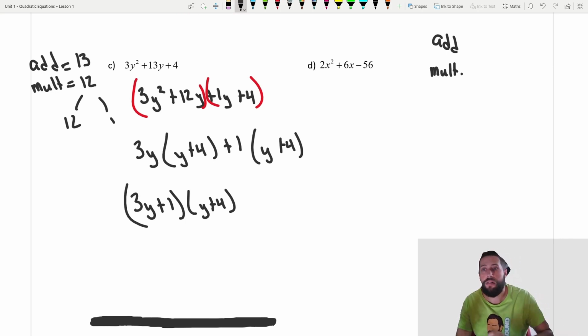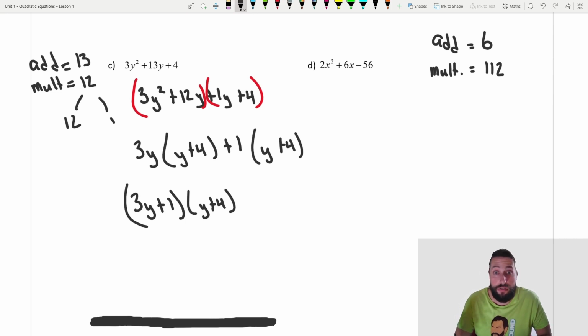Last one. So you're going to add, multiply. So you're going to add to give you 6, but multiply to give you, well, hang on, 2 times negative 56. Well, that's going to give you 112. So now you need to find the factors of 112 that give you 6. Is there an easier way? Well, what you can do before you do any of this is you can see if you can simplify this first. What can you factor out first before you do this? You can factor out a 2.